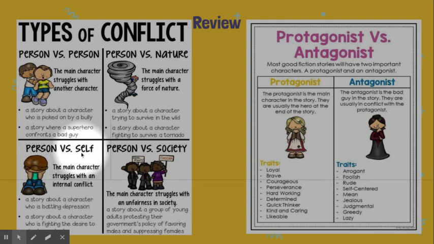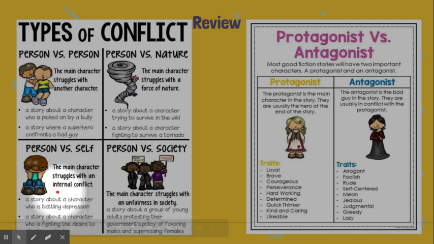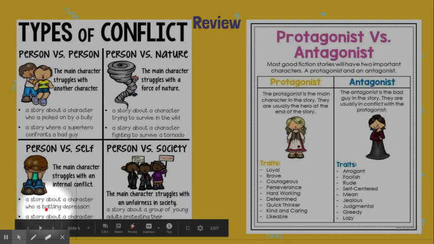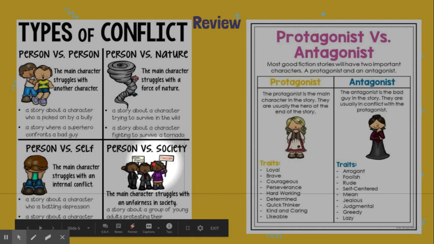Person versus self. Now, this is where the main character struggles with an internal conflict. And notice the word internal, the first two letters. The first two letters are in, inside. They're struggling with something on the inside. So it's a story about a character maybe who is battling some depression because maybe they lost a pet or a loved one. Or it's a story about a character who is fighting the desire to maybe give in to something. So they're struggling with those emotions on the inside, okay?